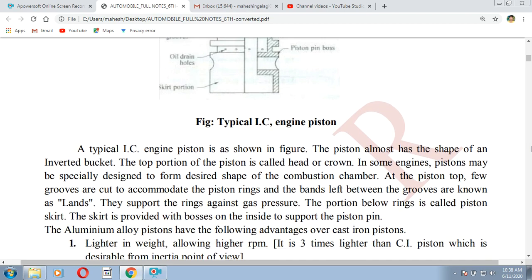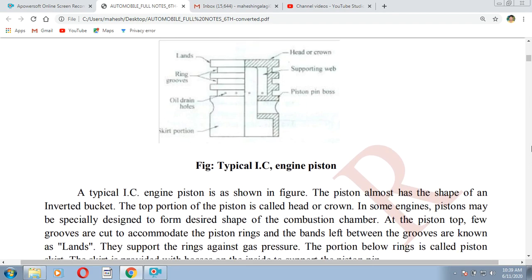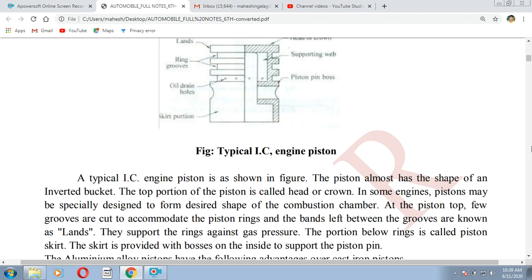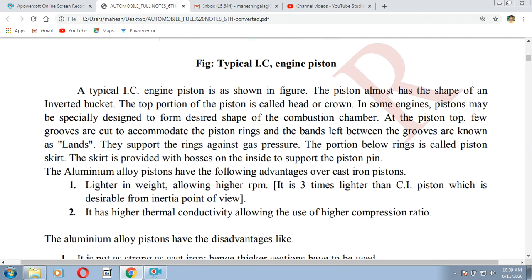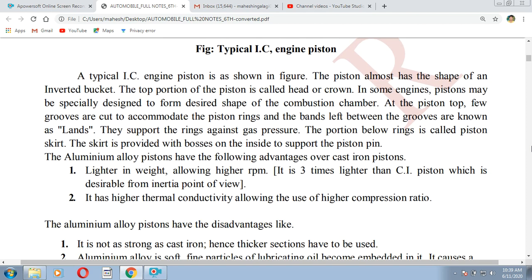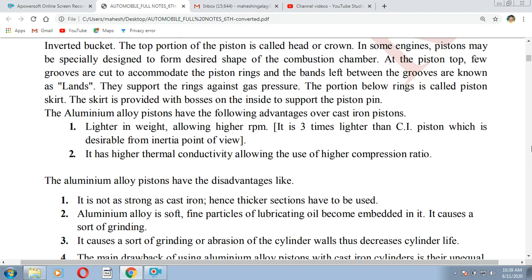Now, a typical IC engine piston is shown in the figure. The piston almost has the shape of an inverted bucket. The top portion of the piston is called the head or crown. In some engines, the pistons may be specially designed to form the desired shape of the combustion chamber. At the piston top, a few grooves are cut to accommodate the piston rings, and the bands left between the grooves are known as skirt. The skirt is provided with bosses on the inside to support the piston pin.